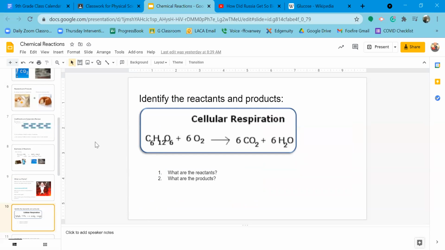Our first task: identify the reactants and the products in the equation below. So really quickly, this is real simple, right? Whenever you're talking about reactants, you're talking about the stuff to the left of the arrow. And whenever you're talking about products, you're talking about stuff to the right of the arrow. So my reactants in this case would be C6H12O6, and the other reactant would be 6O2. So the reactants are wood and oxygen. My products would be 6CO2 and 6H2O.